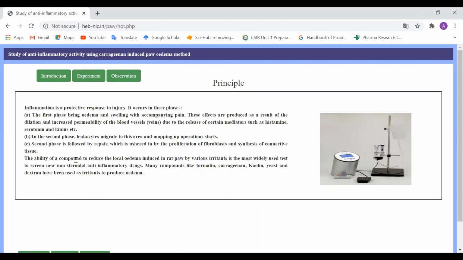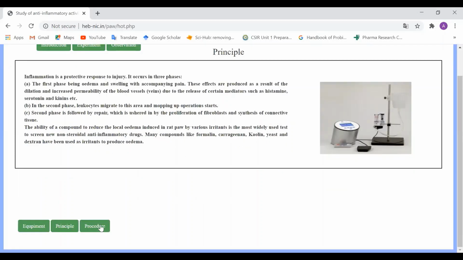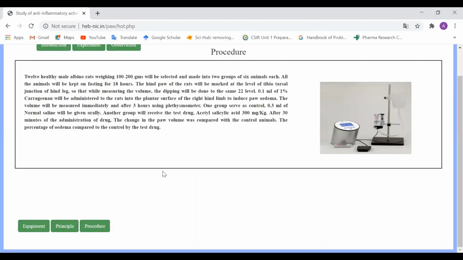The ability of a compound to reduce the local edema induced in rat paw by various irritants is the most widely used test to screen new non-steroidal anti-inflammatory drugs. Many compounds like formalin, carrageenan, kaolin, yeast, and dextran have been used as irritants to produce edema. In the present slide, we are using carrageenan to induce edema. So let's see the procedure.